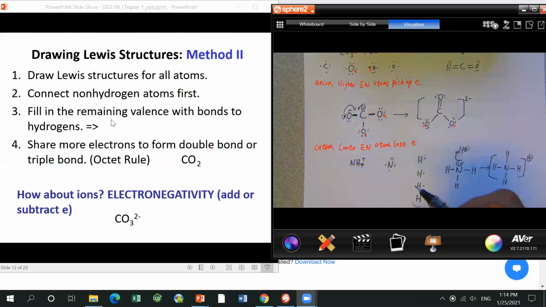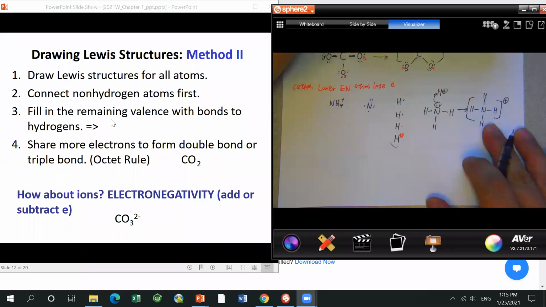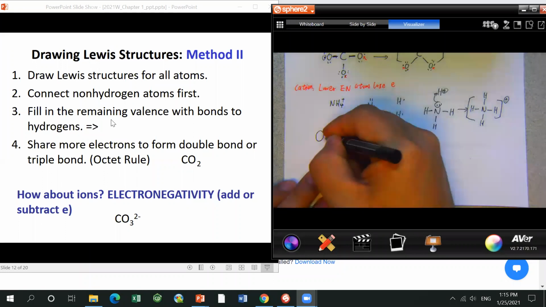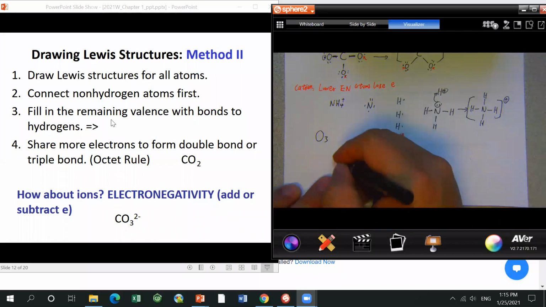All right, and there's one problem. Like I said, for both methods there are some advantages and also disadvantages. For some cases, method 2 cannot draw the right Lewis structure. One example is ozone, O3. In the ozone case, if you use method 2, you should start like this.